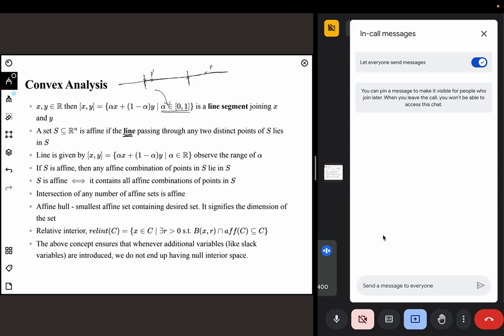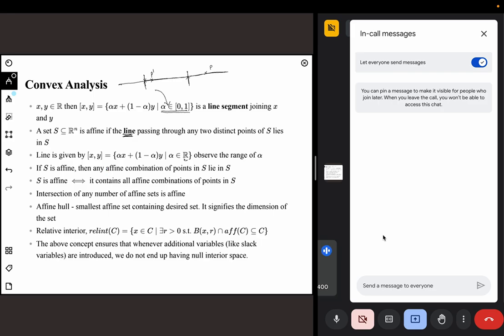The line, again, the same definition as I said. If it only belongs to 0 comma 1, then it is a line segment. If it belongs to R, then it is a line. If a particular set is affine, then any affine combination of points in S will also lie in S. It's a kind of if and only if, a necessary and sufficient condition.